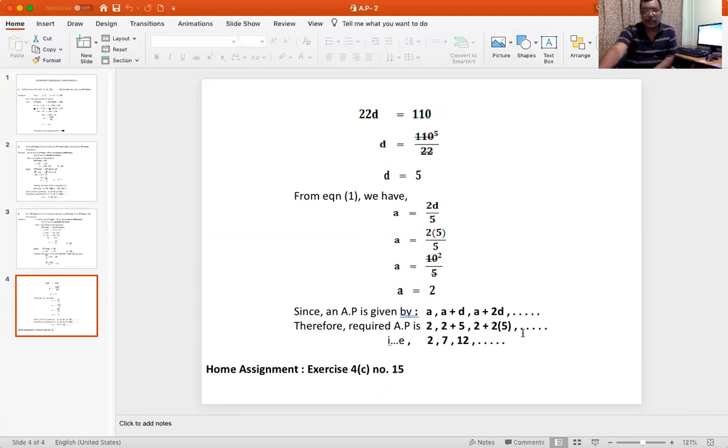Now students, after going through all these problems that we have solved, you can assess yourself by turning your textbook page to exercise 4C, number 15, which is of similar type.